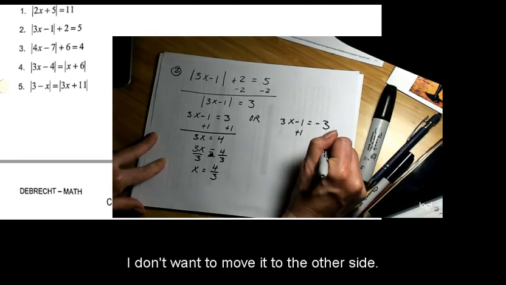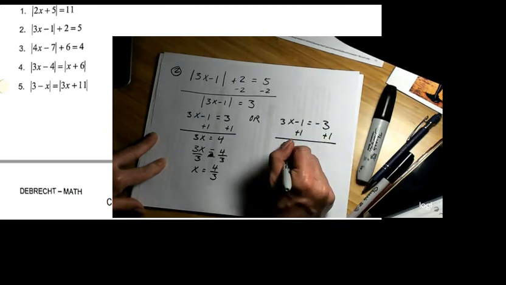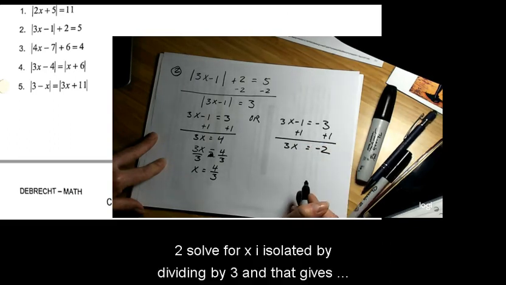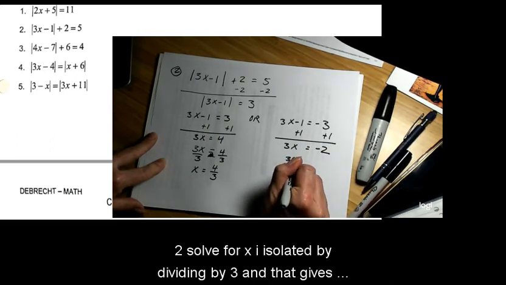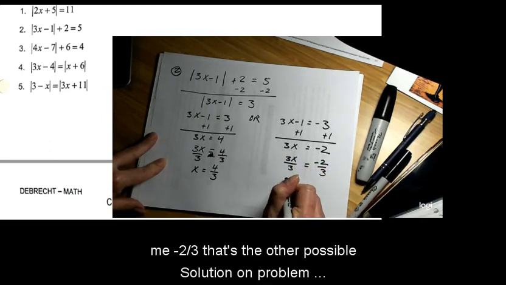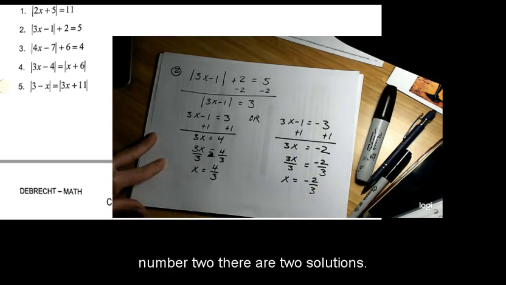Add the 1 to move it to the other side. That gives me 3x equals -2. To solve for x, I isolate it by dividing by 3, and that gives me -2/3. That's the other possible solution on problem number 2.